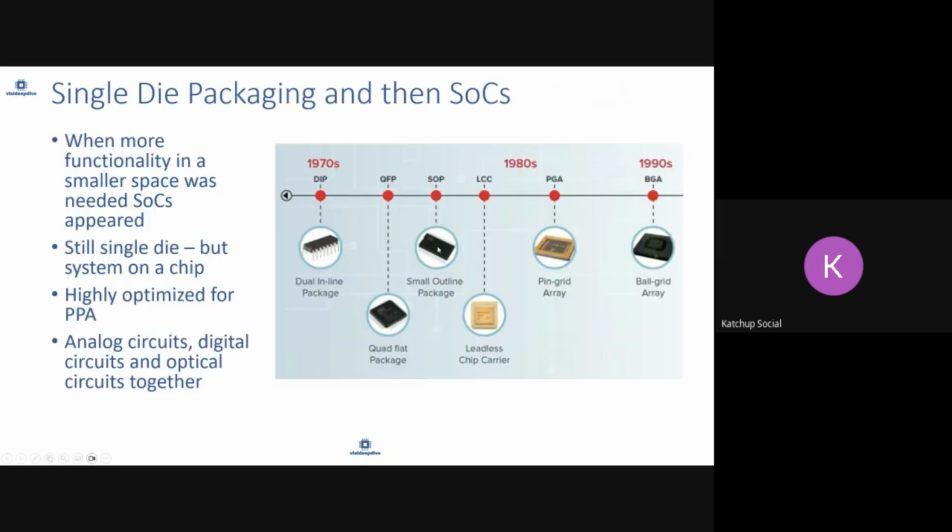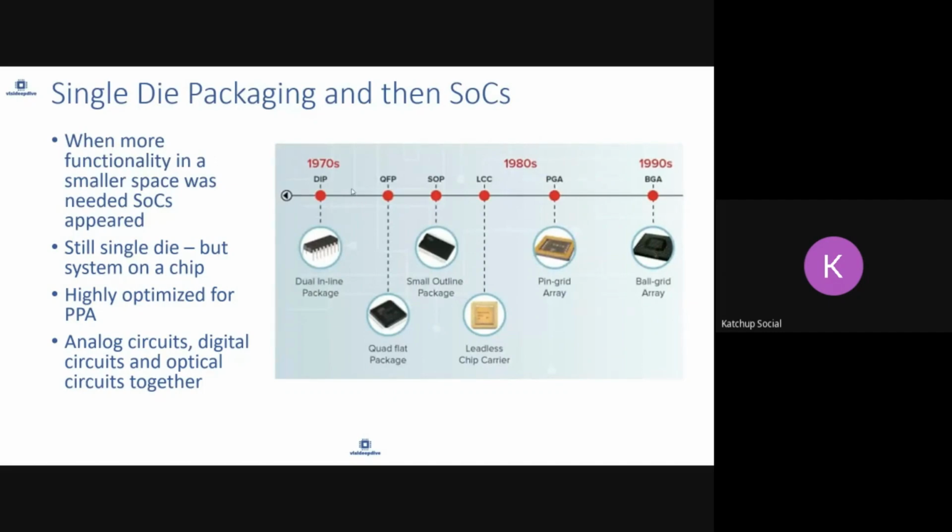Then it evolved further. When more functionality in a smaller space was needed, there came the need for SoC, system on a chip. Still a single die, but the whole system was on a chip. It was very highly optimized for power, performance, and area. Analog circuits, digital circuits, optical circuits, all the parts of the system were integrated together, and that's why it used to be called system on chip. So it was still single die packaging.